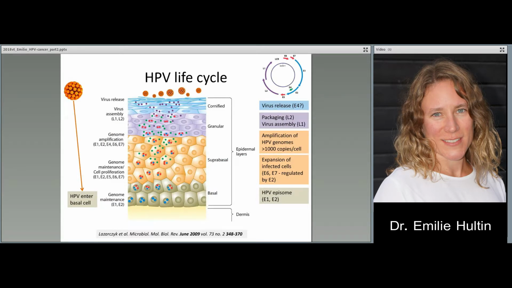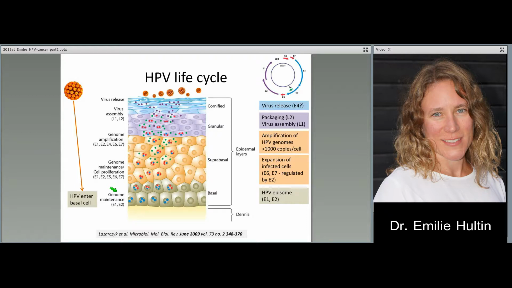So here we see a picture of the HPV life cycle within the human cells. First, the HPV particle needs to enter the basal cells of the epithelium. So there has to be some kind of scratch in the epithelium so that the HPV particle can infect the basal cells.